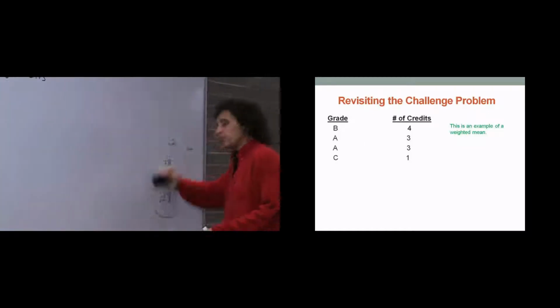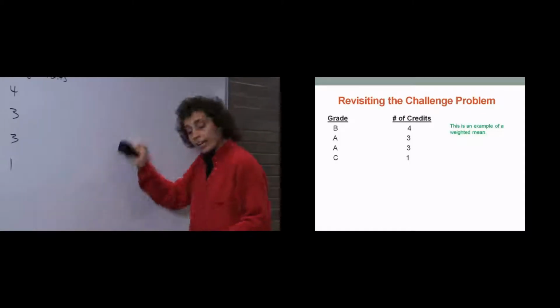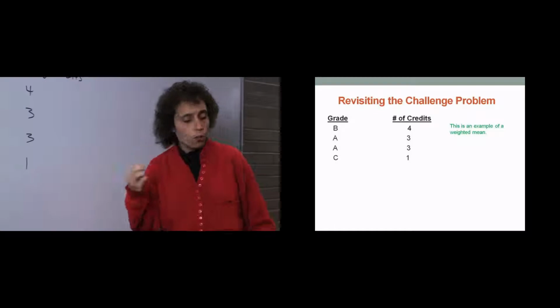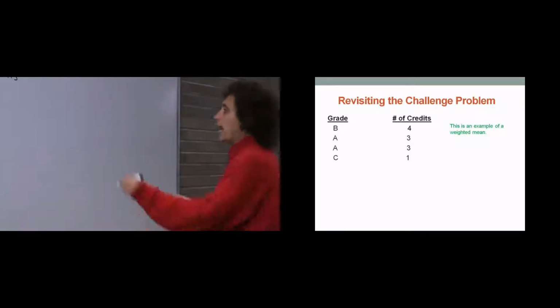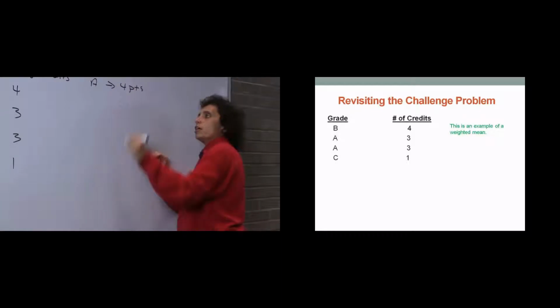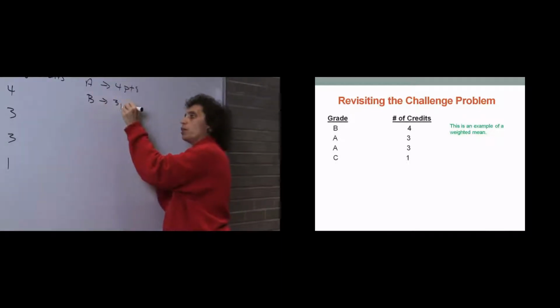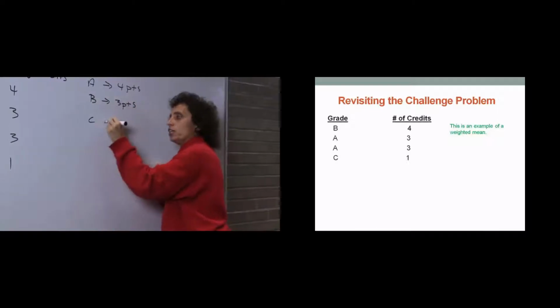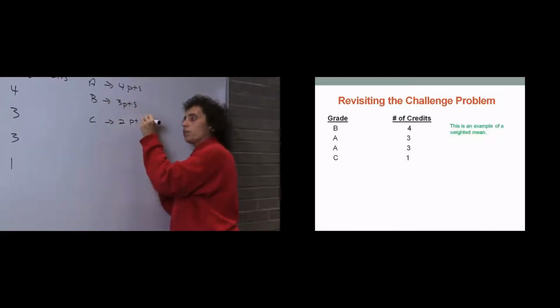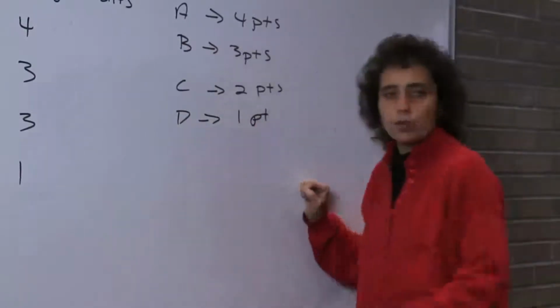You all know what it means to have a 4.0. A 4.0 is straight A's, A in every course. So an A is worth 4 points. If you have straight B's, you have a 3.0. So a B is worth 3 points. A C is worth 2 points. A D is worth 1 point. We won't talk about the F.